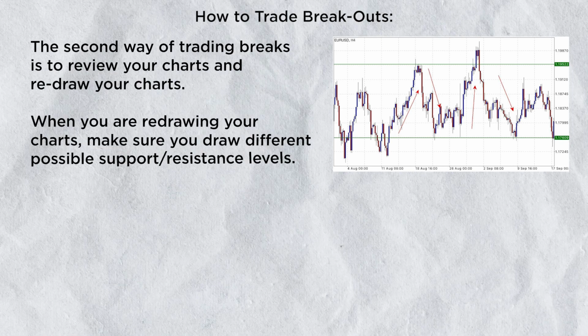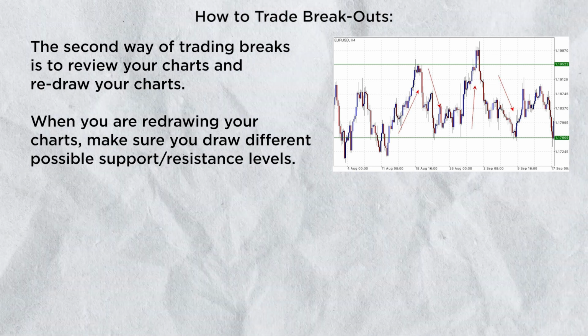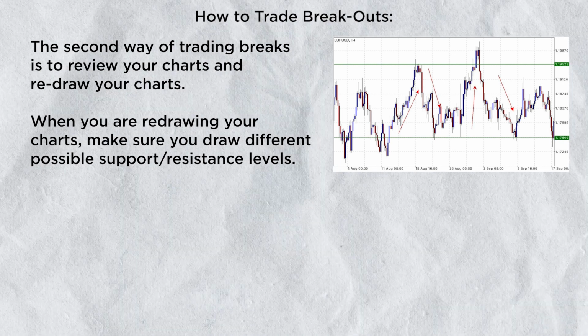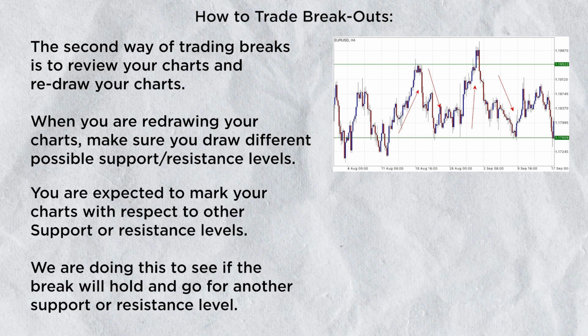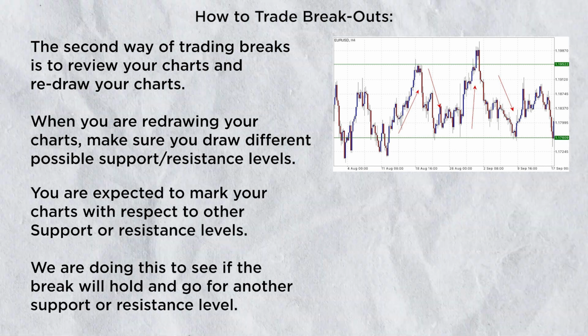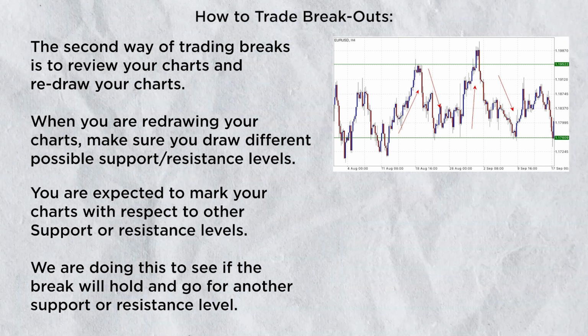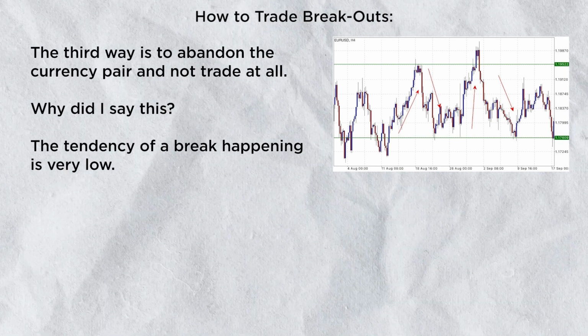The second way of trading breaks is to review your charts and redraw your charts. When you are redrawing your charts, make sure you draw different possible support and resistance levels. You are expected to mark your charts with respect to other support or resistance levels. We are doing this to see if the break will hold and go for another support or resistance level. The third way is to abandon the currency pair and not trade at all.